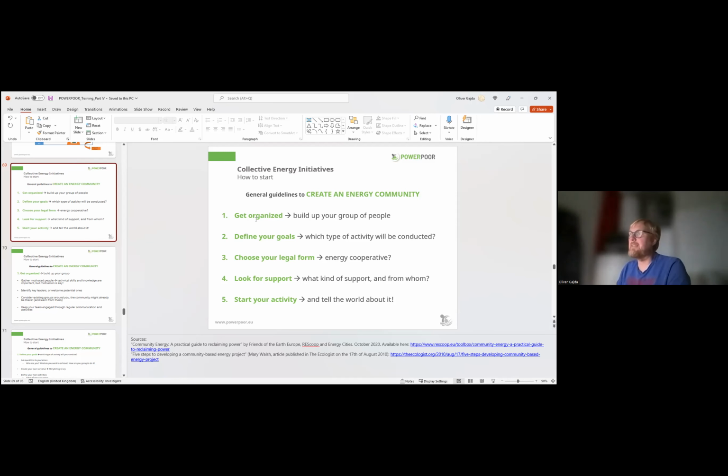We work together. We create this together, and therefore jointly you will define your goals and you will choose your legal form. And if you do it all together, then potentially the cooperative is the solution. And then you will look for support and start your activities. In crowdfunding, the one who gets organized is you or the founders of the community, and you make the decisions. You don't need to expand this beyond a too large area or number of people.